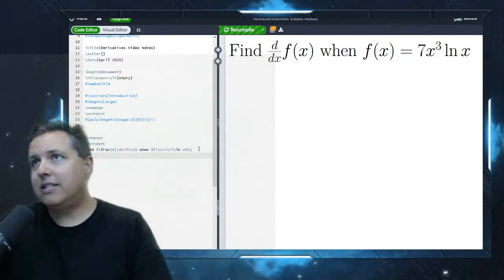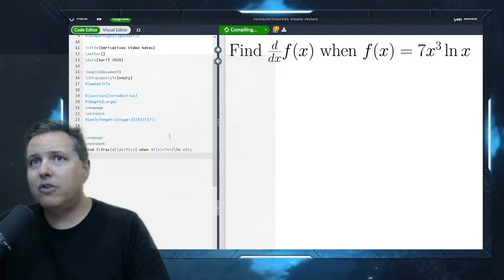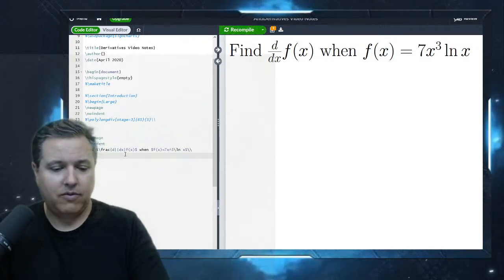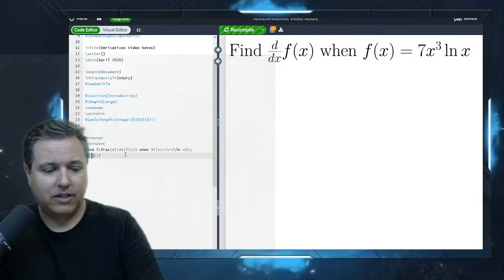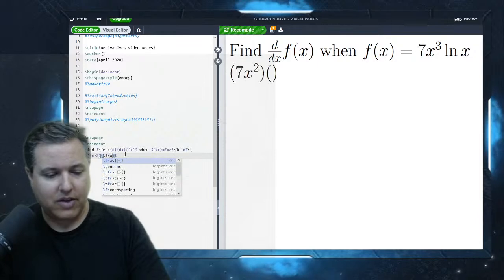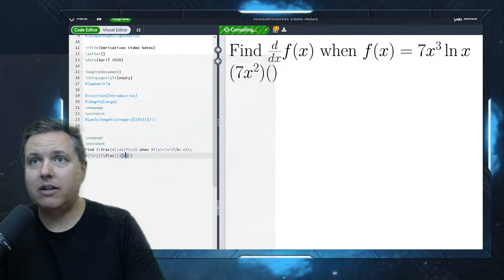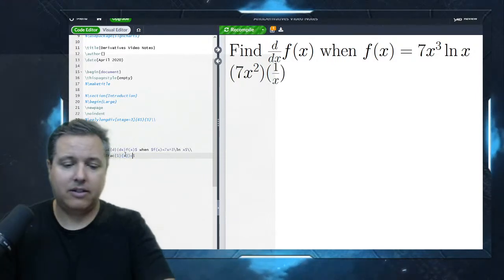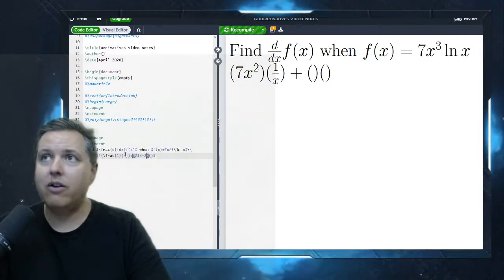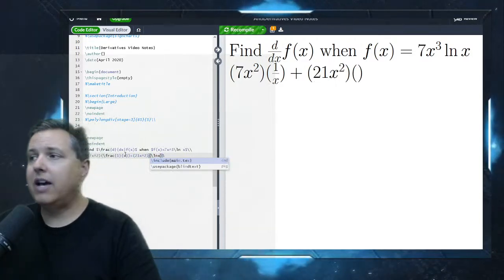So if we look at 7x cubed, we're going to break this up as 7x cubed and natural log of x. So first we'll leave the 7x cubed alone. So we've got, I'll kind of do it this way, 7x cubed times, now the derivative of natural log of x is 1 over x. That's the new thing that we're learning. Plus, now we take the derivative of the first piece, 21x squared, and then we leave the second function alone, natural log of x.